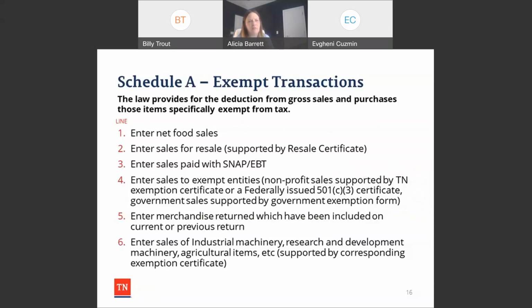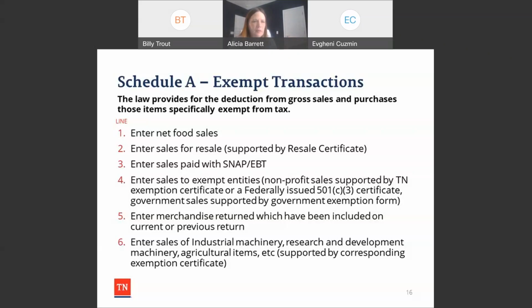the first one is the net food sales. So this is going to be the sales that are going to come from like a grocery store or market, generally speaking, that is going to be where the special 4% rate is going to be applied. Now, as I mentioned, restaurants are not going to put their food sales here, they do not fit the definition of food and food ingredients. So they're not going to put their sales here. They are going to have that 7% rate applied.